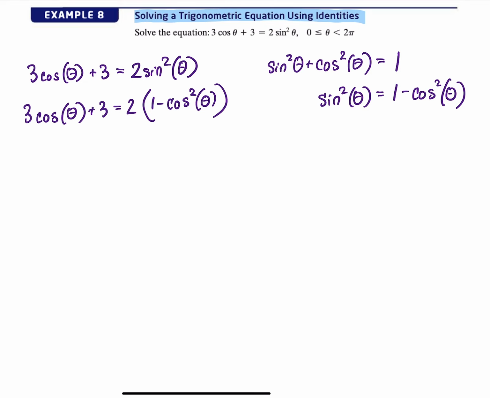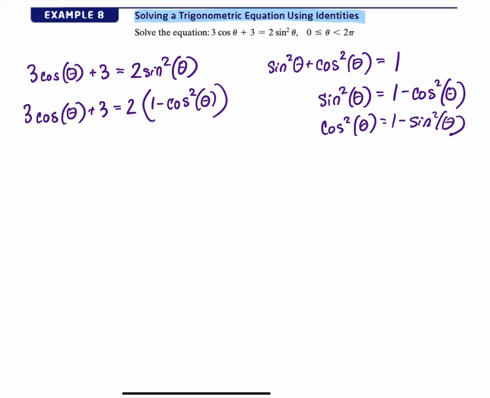We could do the same thing if it was a cosine squared. We could solve this for cosine squared. So we can get a similar statement that cosine squared equals 1 minus sine squared of theta. So these all become useful. They're different variations of that Pythagorean identity. So notice we have a statement now. We have cosine to the first power and cosine to the second power. So we can ultimately express this in quadratic form.